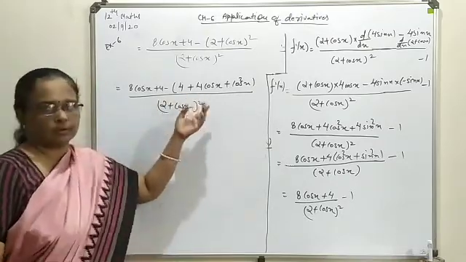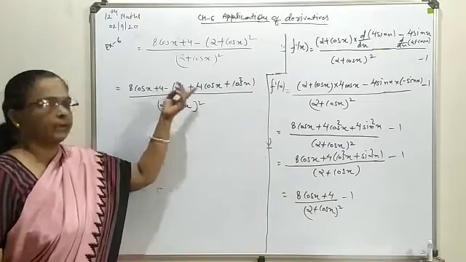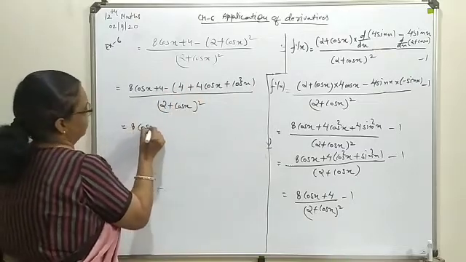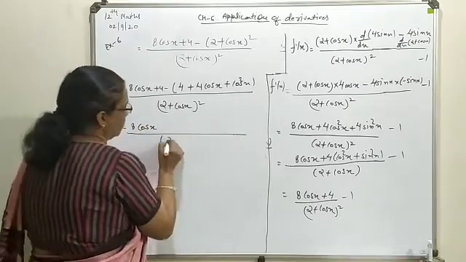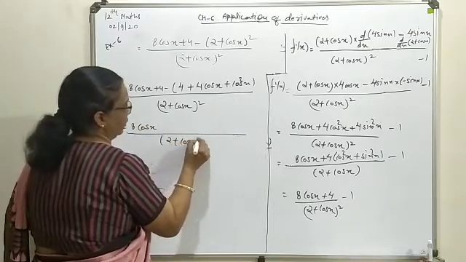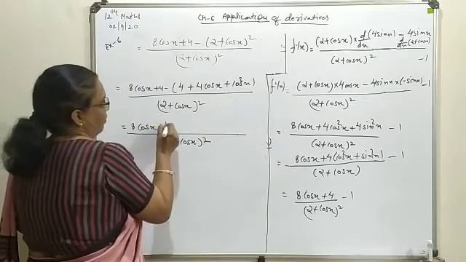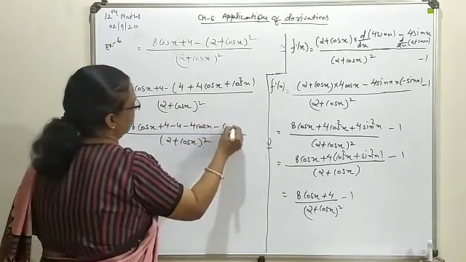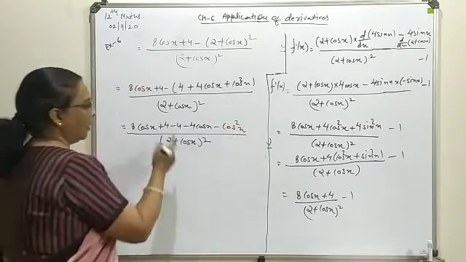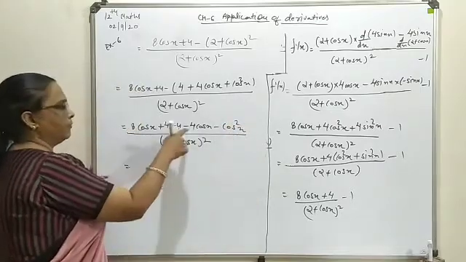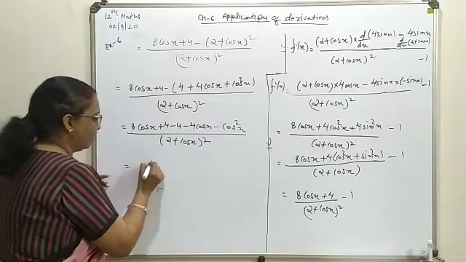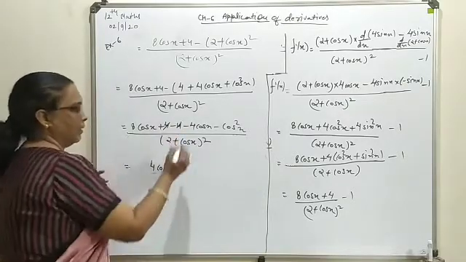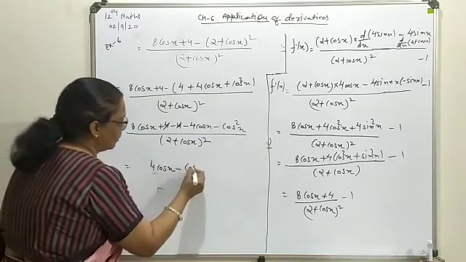Now each term inside the bracket is multiplied with the negative sign, so this is written as such, no change at all. Minus 4 cos of x and minus cos square x. Now combine your like terms, so 8 cos of x minus 4 cos of x will give you 4 cos of x. These two cancel, and the last term you write as such.